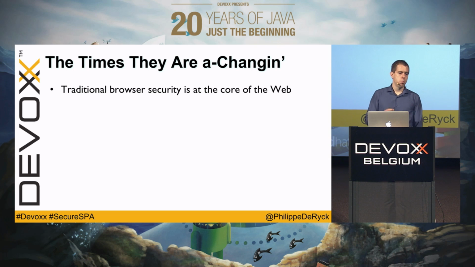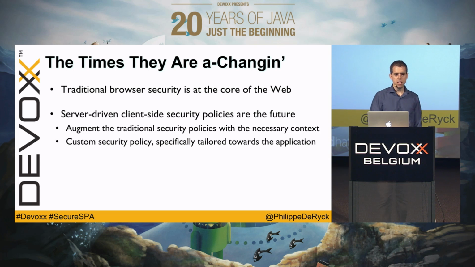We still have traditional browser security. We still have the same origin policy. It's still at the core of the web. But these server-driven client-side policies are the future. And we have CSP, we have many more. One of the newer is sub-resource integrity that's being developed and being pushed into browsers. And that allows you to check the checksum of files on a CDN. So you can specify, I only want to load this file with this checksum, and if I get anything else, I don't want it. I don't want to load it, I don't want to run it, nothing.